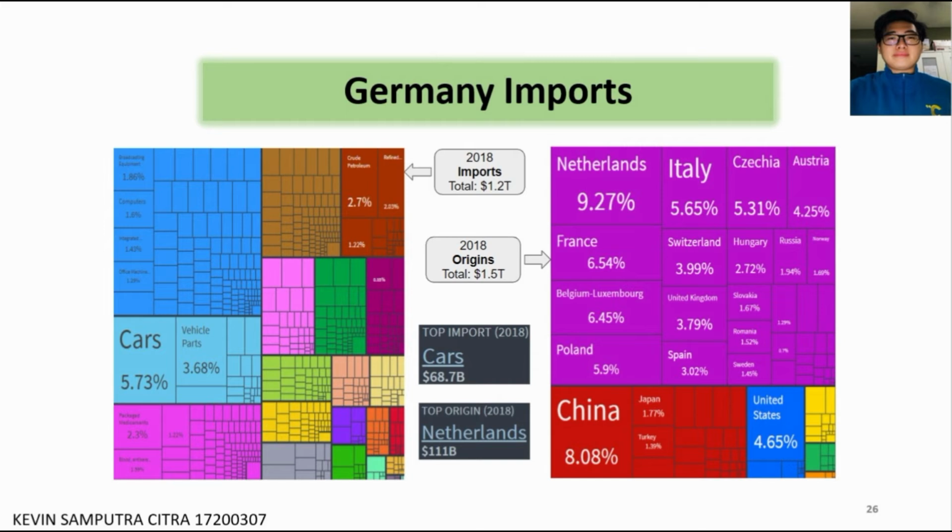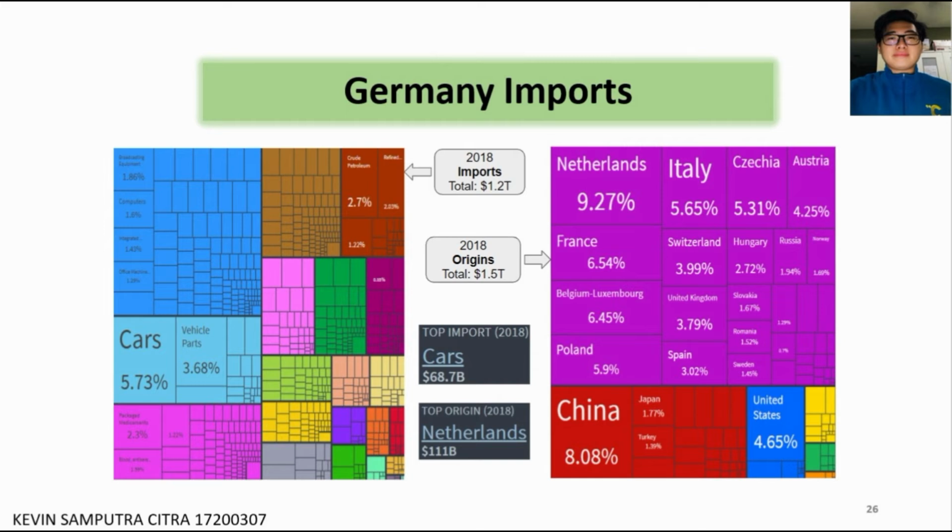In terms of percentage, out of 100%, cars import are 5.73%, vehicle parts import are 3.68%, crude petroleum import are 2.7%, packaged medicaments import are 2.3%, and refined petroleum import are 2.03%.